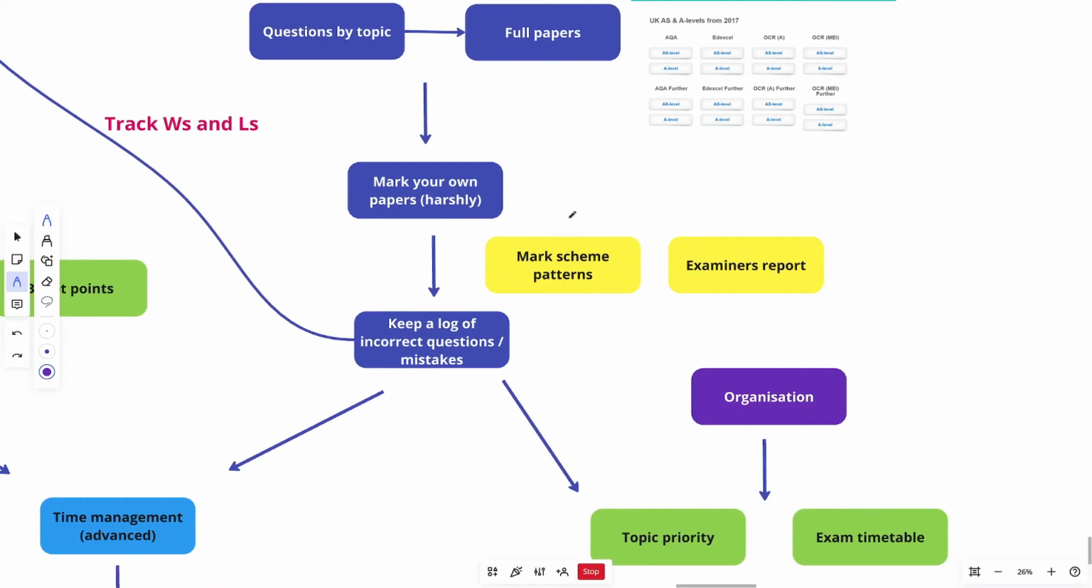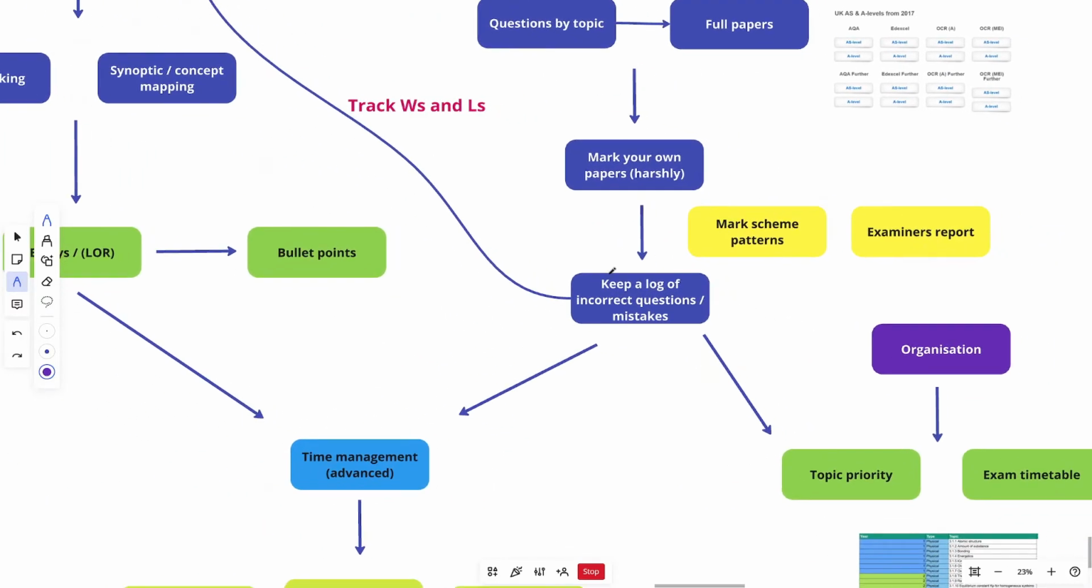How do we do that? When you go through it harshly, if you think you only got 2 of the 3 marks, give yourself 2 of the 3 marks. Don't give yourself that third mark. Use mark schemes, use examiner's reports, and keep a log or a tracker of your incorrect questions and mistakes.